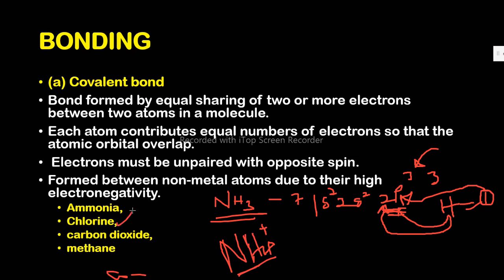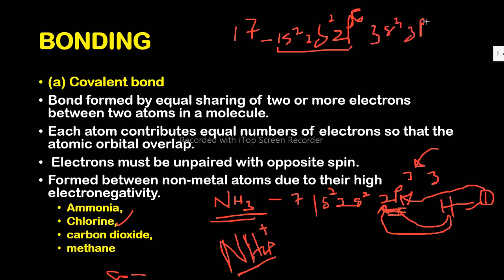For chlorine, same case. Chlorine is 17, which is 1s2, 2s2, 2p6, so this is 10 covered, and then you go to 3s2, and then 3p5, so this is chlorine.